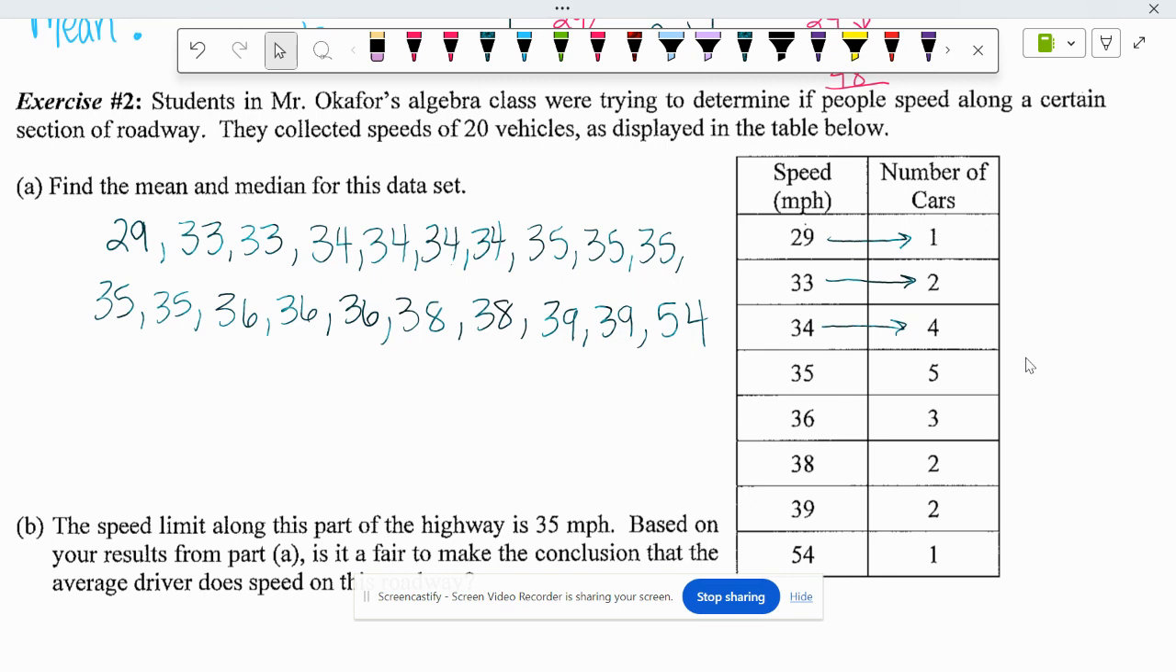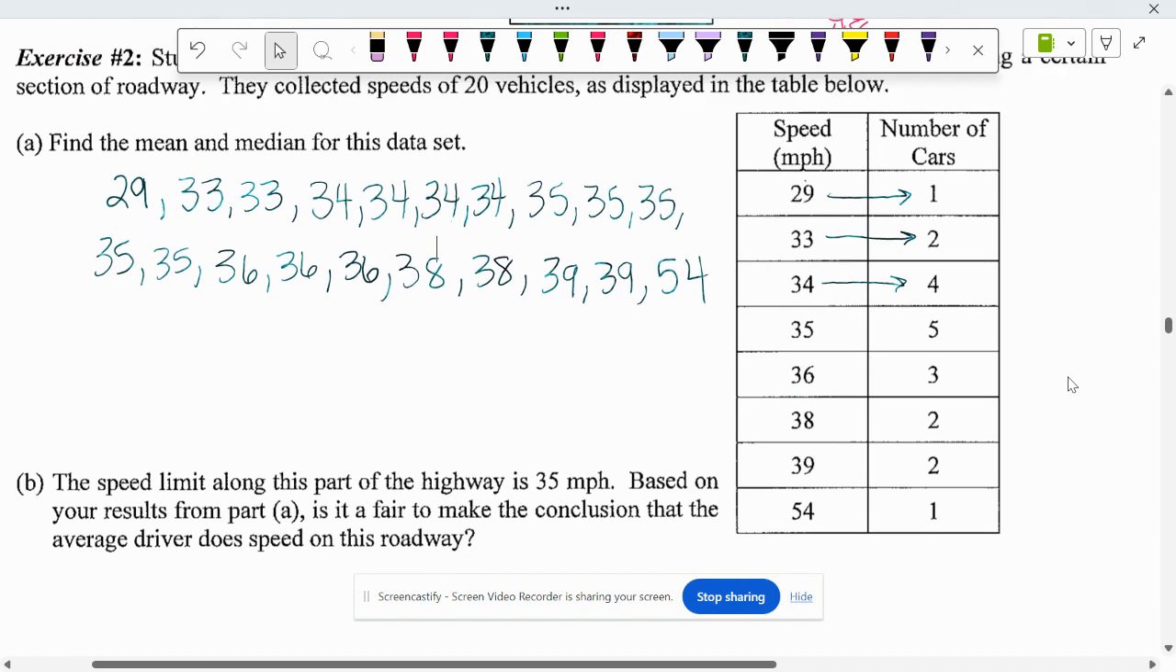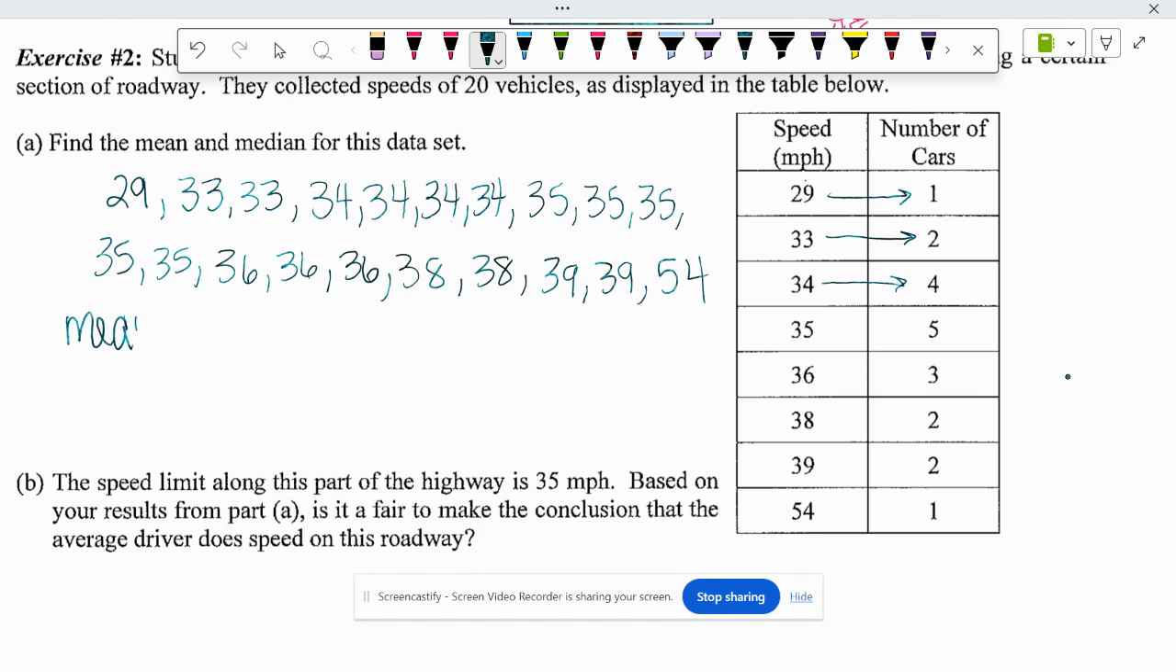So put that into your calculator under your edit list. And then we're going to hit stat calc, arrow to the right. And we need to find the mean and the median. All right, so Violet, you're going to give me my mean. And Brian, you're going to give me the median when you're ready, okay?